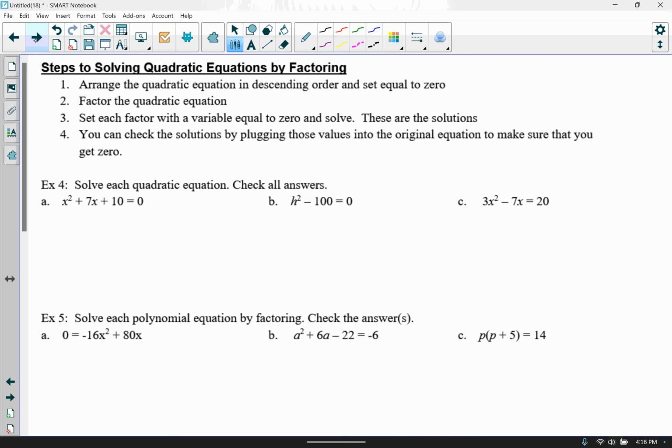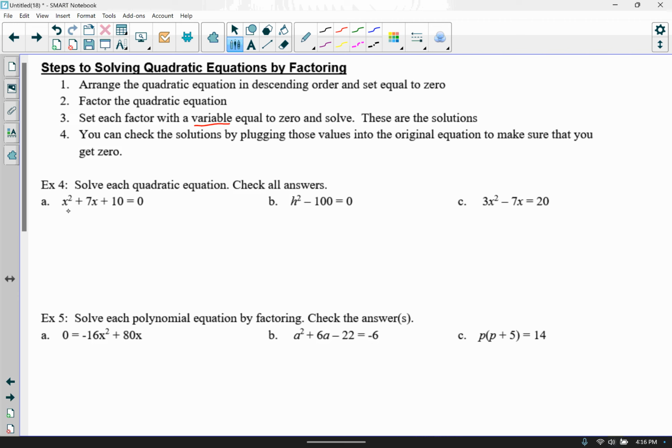All right, so solving equations by factoring. You want to make sure that your quadratic's in descending order and set equal to 0. If it's not set equal to 0, then you need to get it equal to 0. You're going to factor, and then you're going to set each factor with a variable, so each factor with a letter, equal to 0 and solve. Those are going to be your solutions. Every solution that you find, just like solving any other equation, can be plugged back into the original to check yourself. Okay. So I'm going to do all three of the examples in example 4.